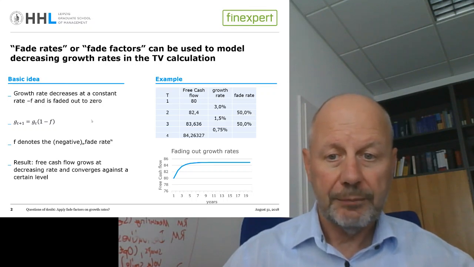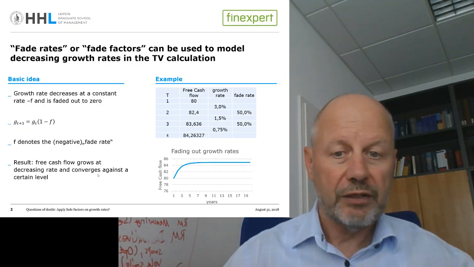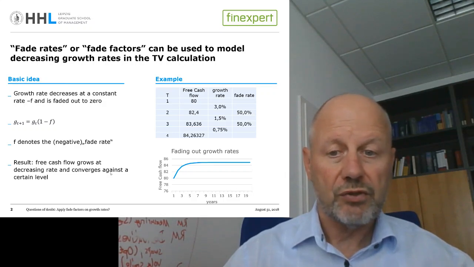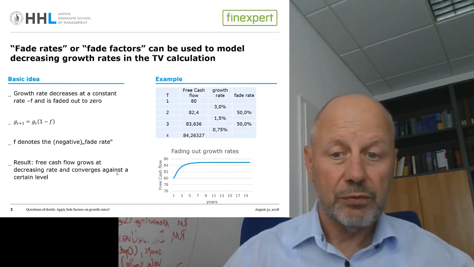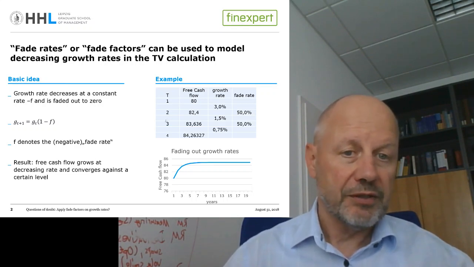year to year. So the result of this assumption is that our free cash flows grow at a decreasing rate and that our free cash flow is converging towards a certain plateau level of the free cash flows. So here's a simple example.